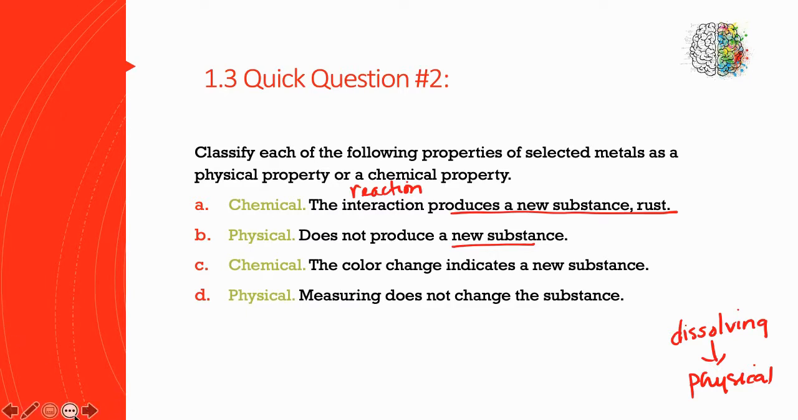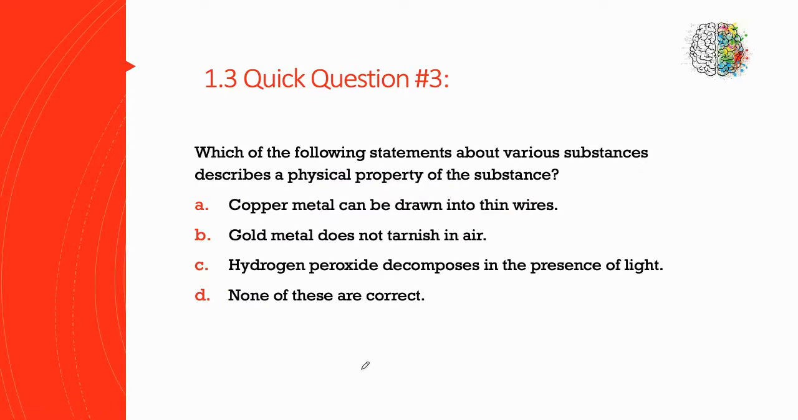Okay. All right. Number 3, which of the following statements about various substances describes a physical property of a substance? So you're looking for the physical property. Go ahead and answer this one. Okay, you should have picked A. Copper metal can be drawn into a thin wire. Remember, the key here is if it's a physical property, then when we're describing it, this substance is not going to undergo a change to a new substance.